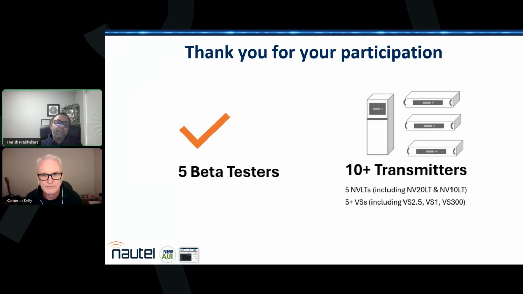As you can see, we have 5 beta testers from different locations, and more than 10 transmitters are being tested during the beta. Almost half of them are NVLTs with 10 and 20 kilowatt models, and the majority are VSs, starting from 300 watts to 1 and 2.5 kilowatts.